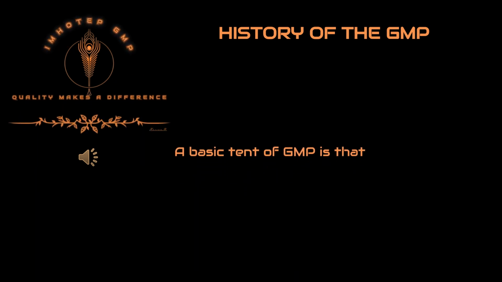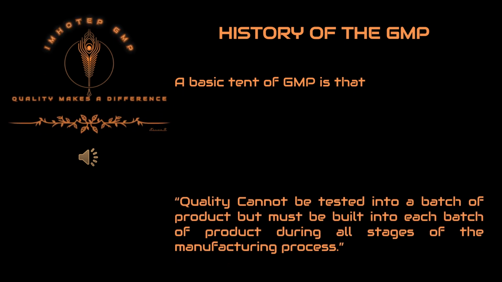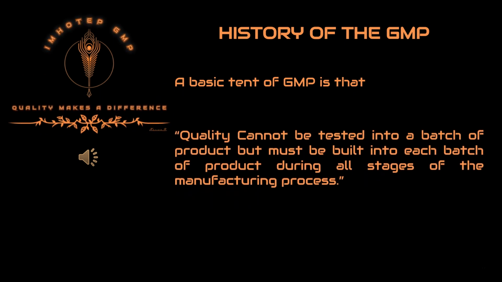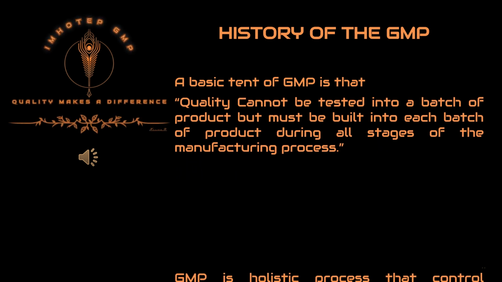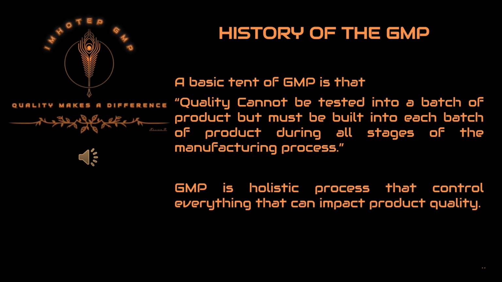A basic tenet of GMP is that quality cannot be tested into a batch of product but must be built into each batch of product during all stages of the manufacturing process. GMP is a holistic process that controls everything that can impact product quality.